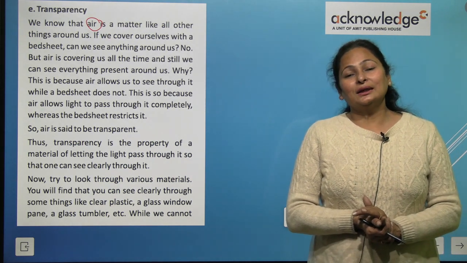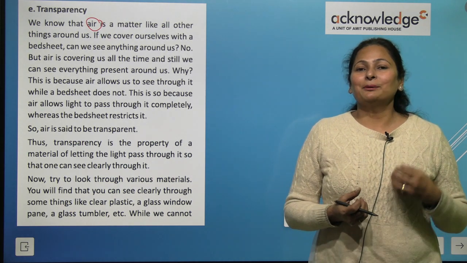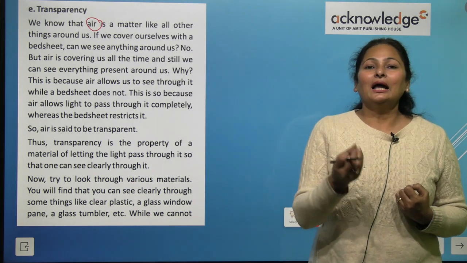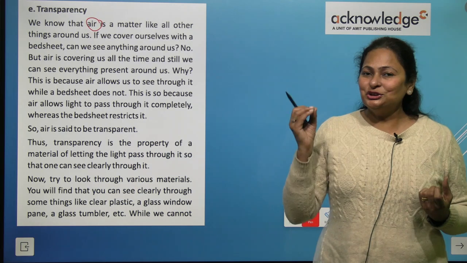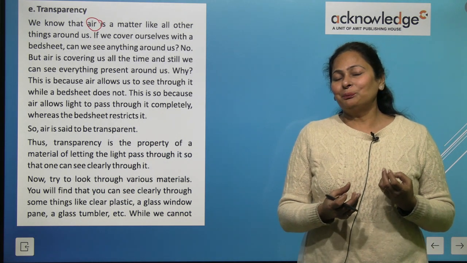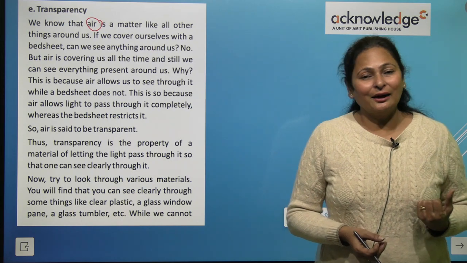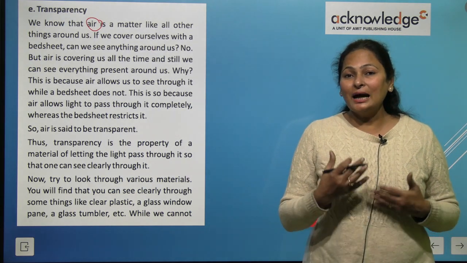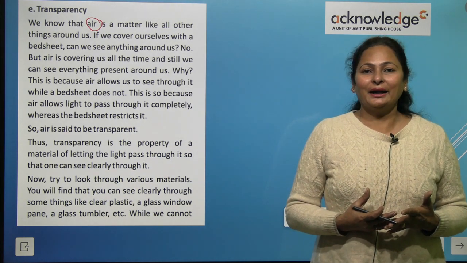You are able to see the things. Why does it happen? Because air is transparent. It is allowing the light to pass. So that is why the things are visible to us, and these are called transparent things, right?